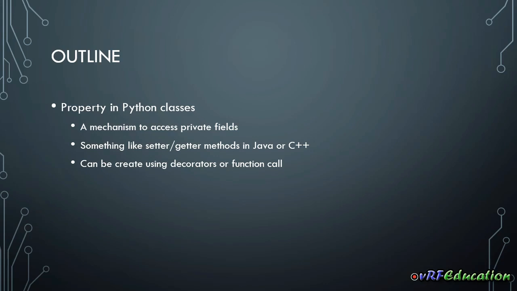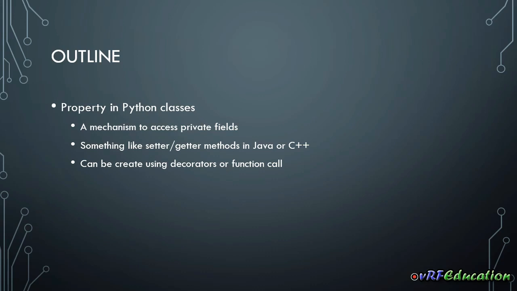Property is the best, recommended way in Python to do that. We need to create a property for each private field and set the values under control, under our logic. So by using properties, we can prevent assigning negative values to some fields such as age in a person class.